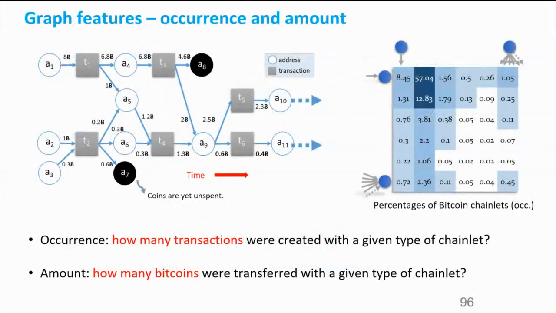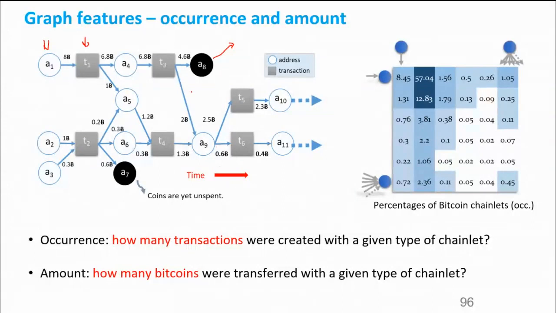Bitcoin graph is like this. It is directed, weighted with transaction nodes and address nodes. And then there are addresses which have received coins but have not spent, for example, A7 and A8. In the future, they will create an edge or not, we don't know.